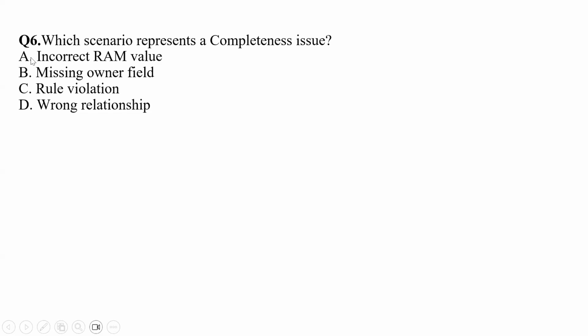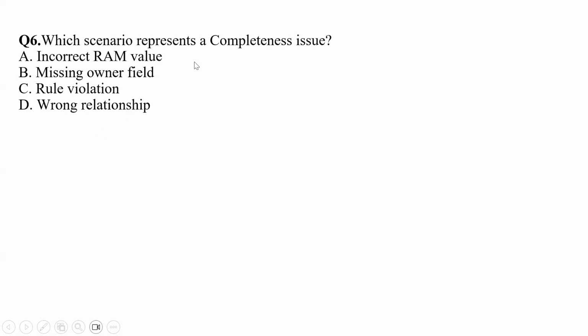Here option A is the incorrect RAM value. It means correctness issue. Option B, missing owner field. It's a completeness issue. Option C, rule violation. It's the compliance issue. Option D, wrong relationship. It's not related to this, even though it is a correctness issue.